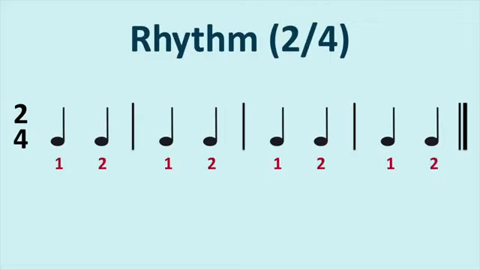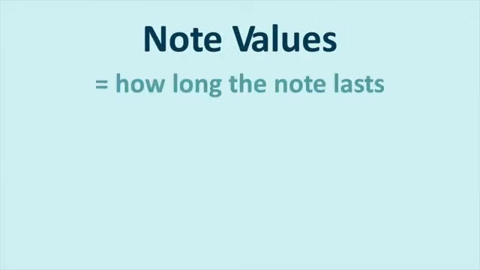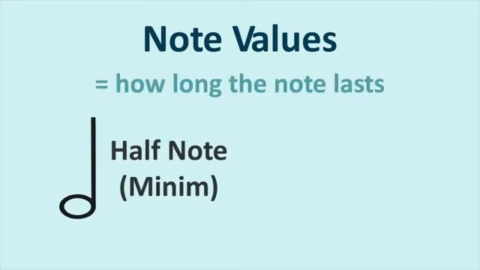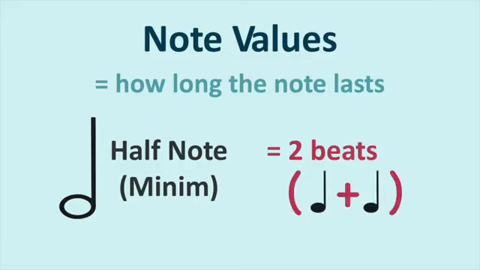However, in a piece of music, you will usually come across different note values. The value means how long the notes last. For example, a half note, or minim, which has a white note head with a stem, lasts for 2 beats. So 1 half note equals 2 quarter notes in duration.